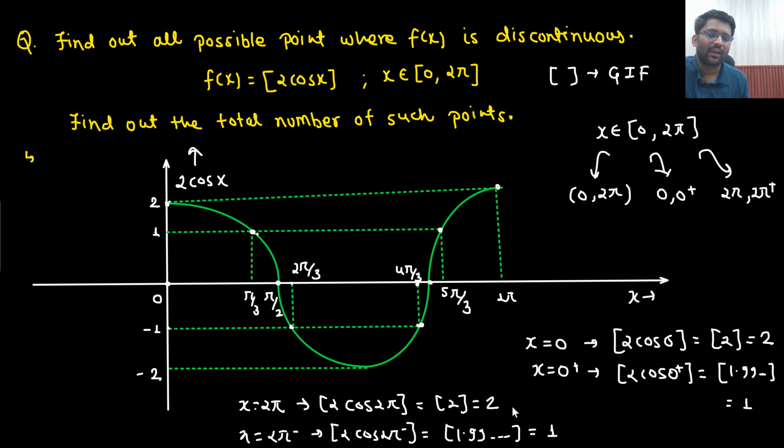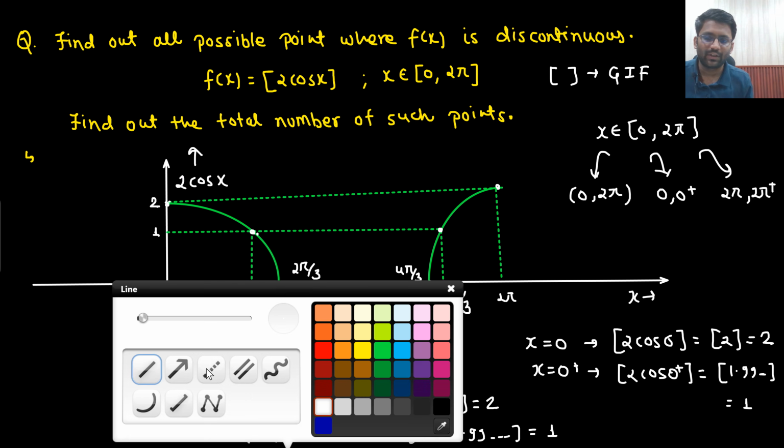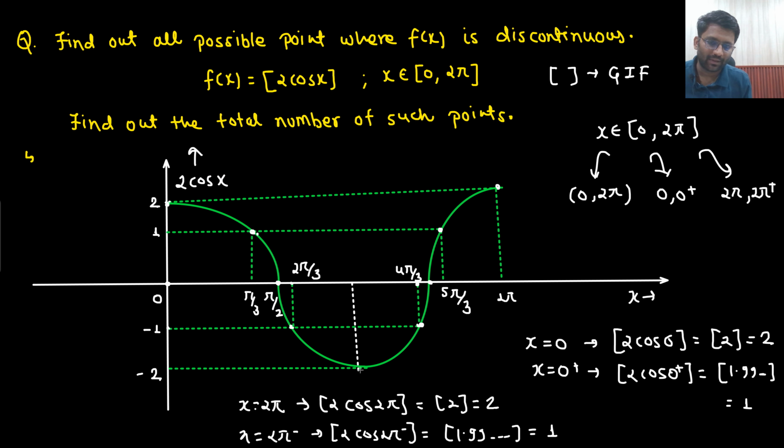Now where will the values fall? After 2 pi by 3, the values will become minus 1.0001. That means they will fall down to minus 2. So what will this value actually be? This value will be nothing but pi. Okay. This value will be nothing but pi. Understandable? Okay. So this is the middle point, which is pi.